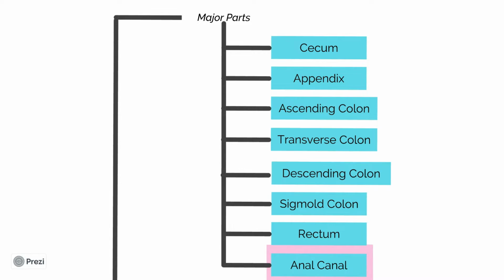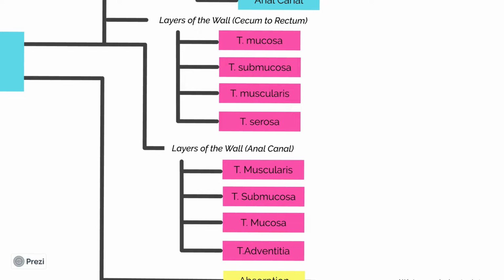The internal anal sphincter is made up of smooth muscle, which is involuntary, whereas the external anal sphincter is made up of skeletal muscle, which is voluntary.